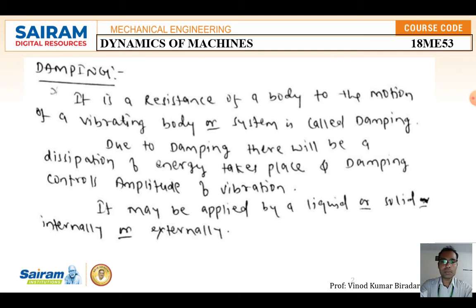It may be applied by a liquid or a solid, internally or externally. So damping can take place at any position, in any system. Damping is nothing but the resistance of a body to the motion of a vibrating body or a particular system. Otherwise, you can say a dissipation of energy in a particular system is called damping.